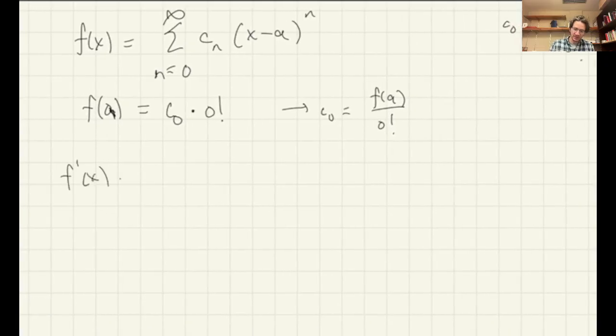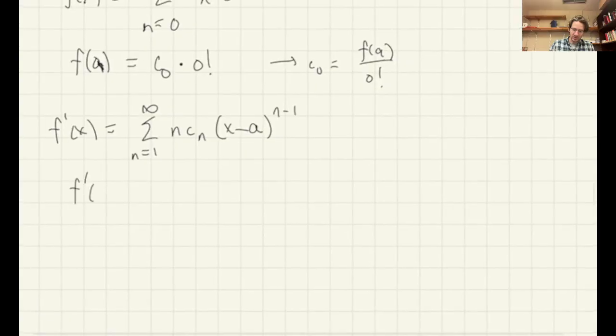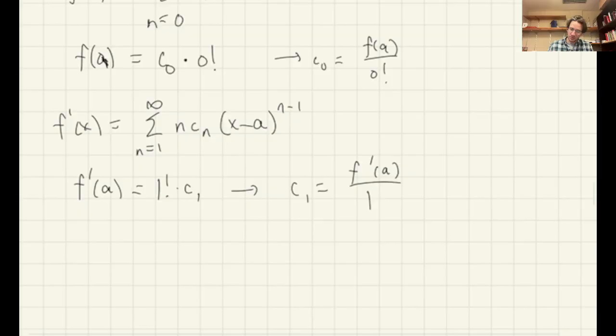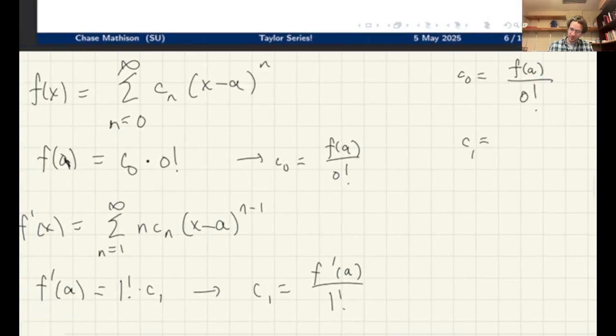f prime of x is the sum from 1 to infinity of n Cn times x minus a to the n minus 1. So f prime of a is, well, I only get the first term, which is 1 factorial times C1. And so this tells me C1 is f prime of a over 1 factorial.